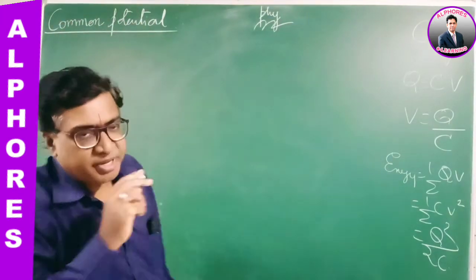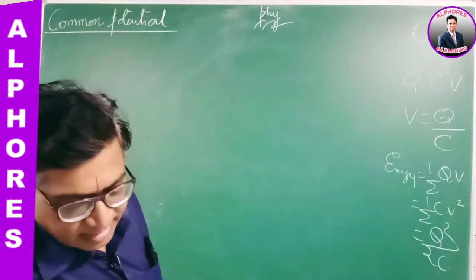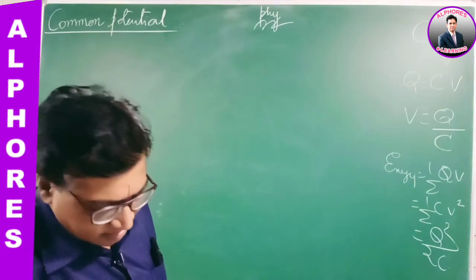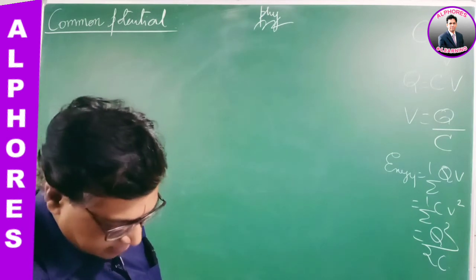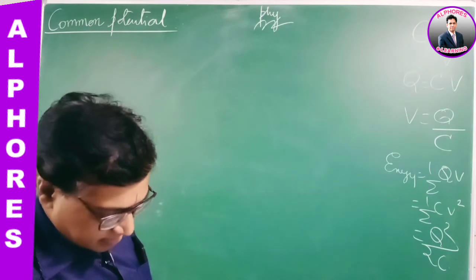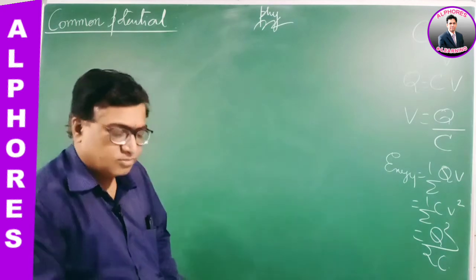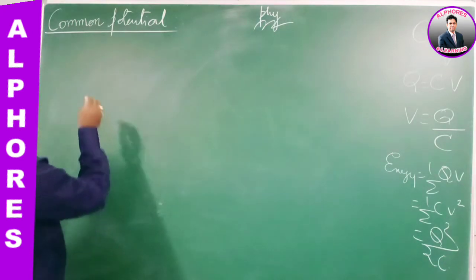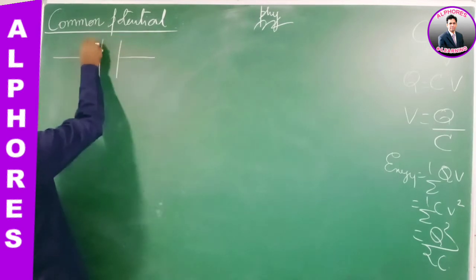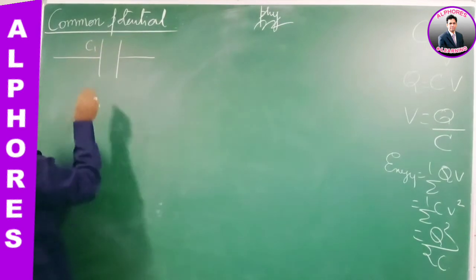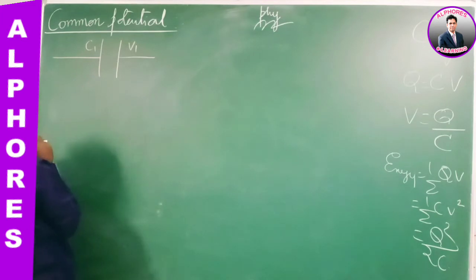Now what do you mean by common potential? Let us consider two capacitors like this. Let's take two capacitors this way. Now look, suppose that there is a capacitor C1. This is a capacitor C1. It is charged to a potential V1.